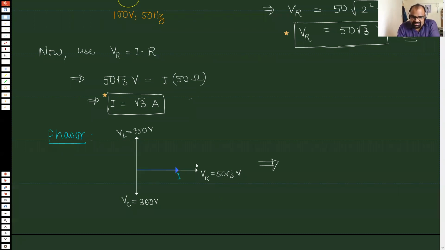We can't add these three voltages directly in one step. First, we'll have to add these two voltages. So when you add these two voltages, I'll do one thing. I'll copy this diagram.